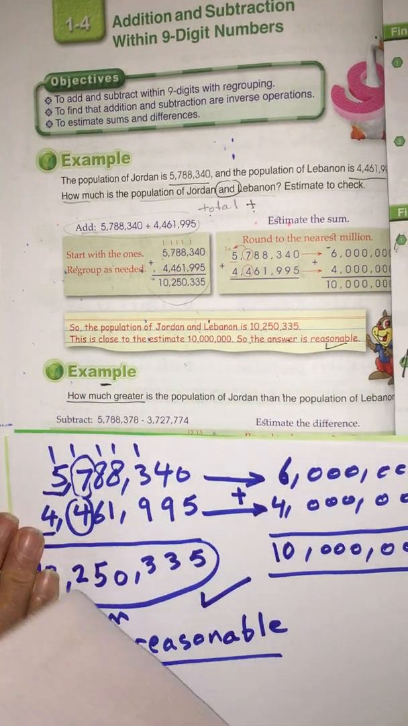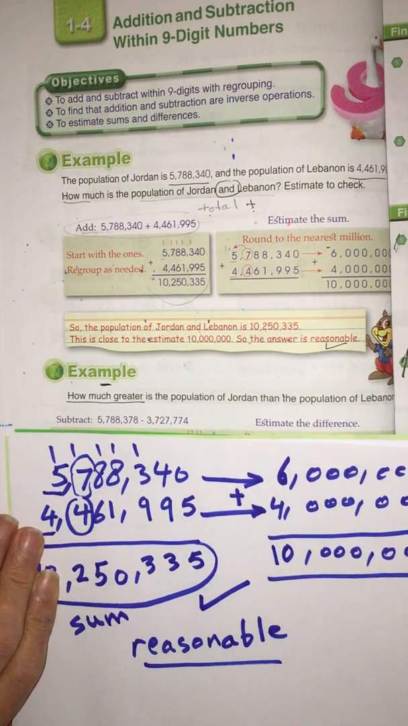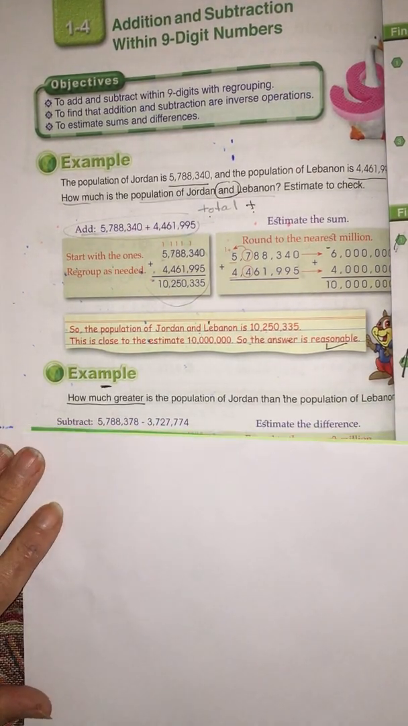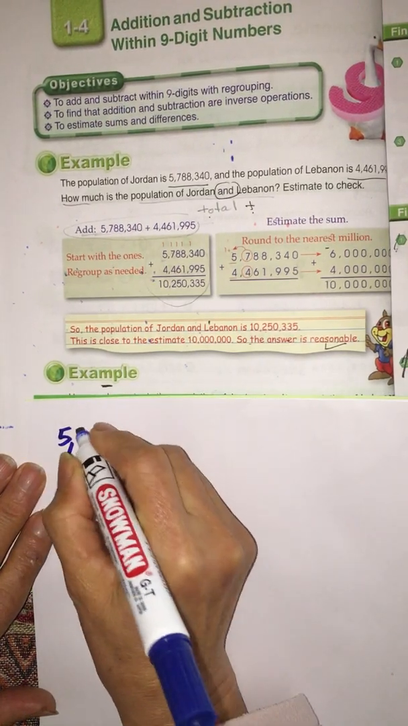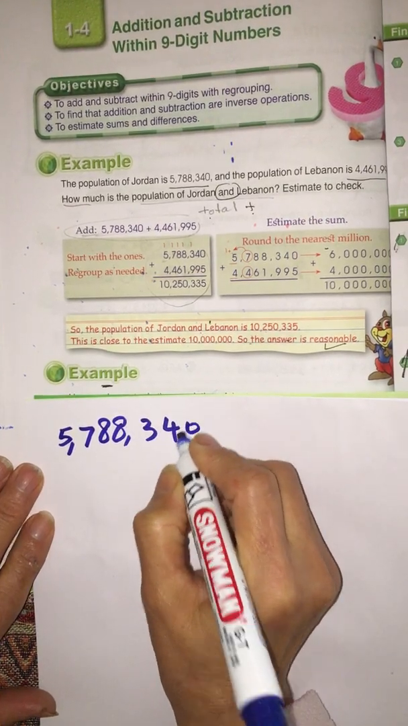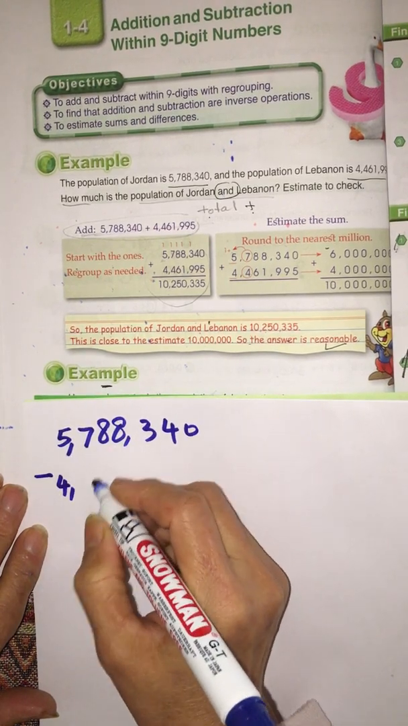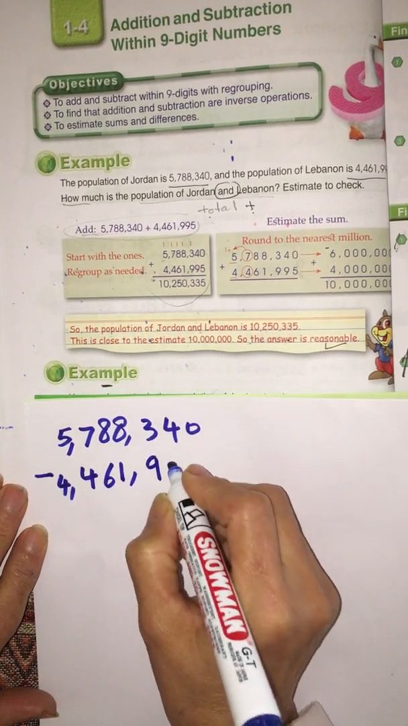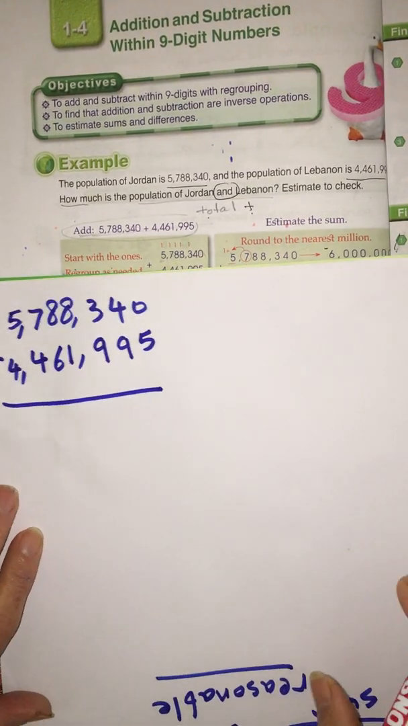Now I will subtract the two numbers from each other. Again, I will start with the Jordan population. How much is the Jordan population? It is 5,788,340 minus the population of Lebanon, which is 4,461,995. Align your digits under each other. Now, before doing the exact subtraction, I will estimate.